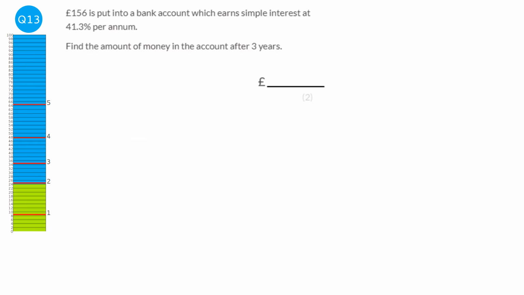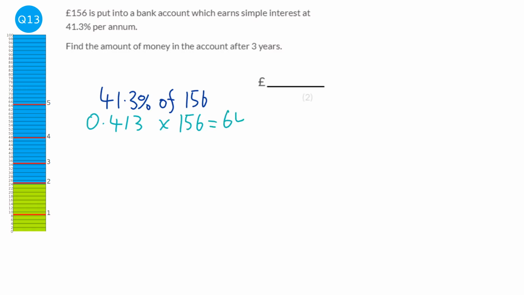So we first of all need to understand how much interest there was in the first year. So we're looking at what 41.3% of 156 is. And to do that, we convert the percentage into a decimal by dividing by 100. So that'd be 0.413 times by, because of means times in maths, 156. And so when we do that, we get 64.428.